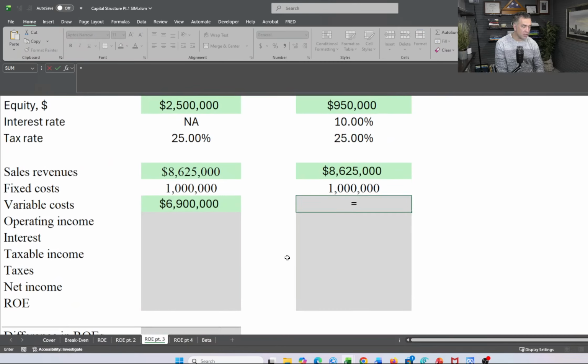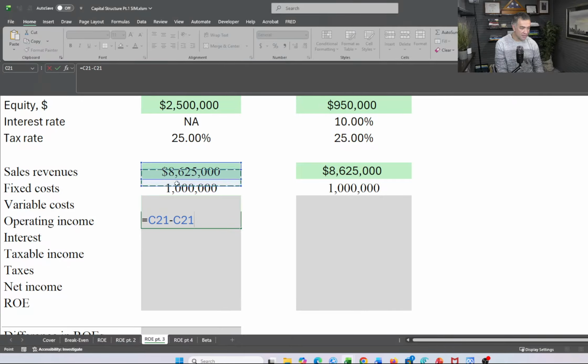You know what? I'm just going to, for time's sake, do this side. What is the operating income? Well, it's the sales revenue minus the fixed costs, and I'm going to go minus, it's one up. You can't see it, but it'd be the variable cost total right there. That'd be the EBIT.